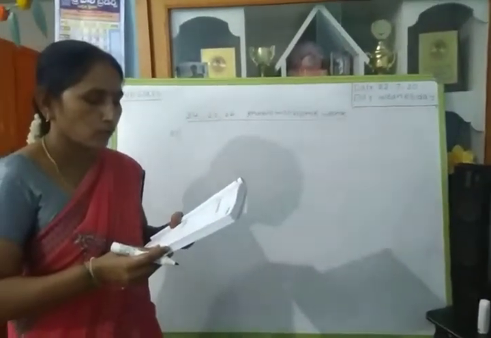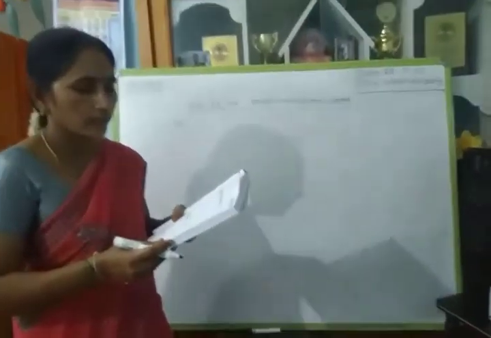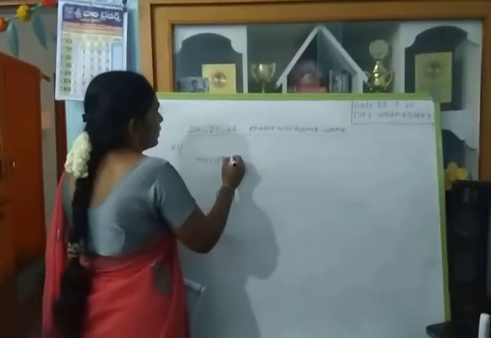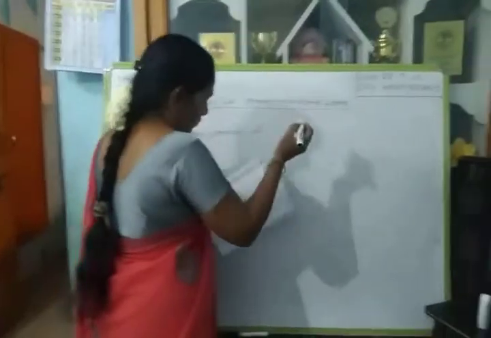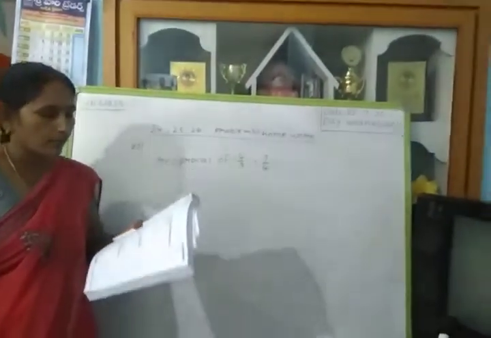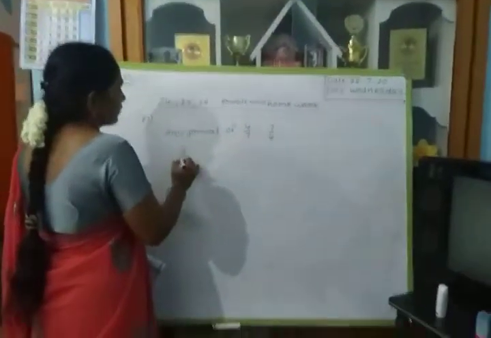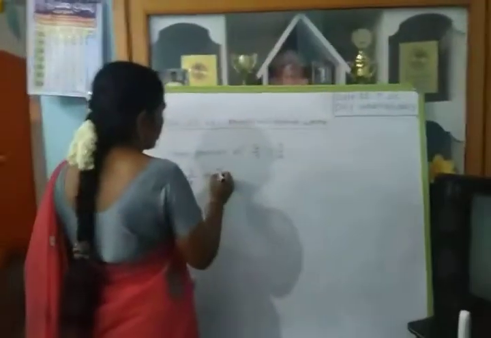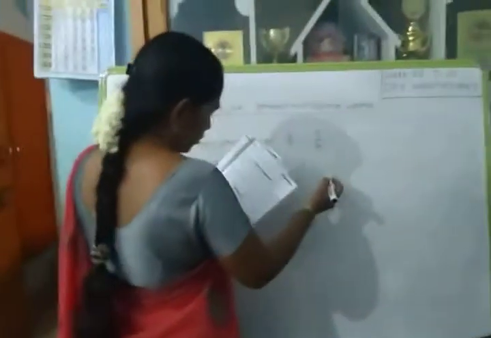Now the 27th problem. Statement type. Statement 1: The sum of 3 by 4 and the reciprocal of 4 by 7 is 5 by 2. First, what do we have to write? The reciprocal. Which reciprocal did they ask? Reciprocal of 4 by 7. The reciprocal of 4 by 7 is 7 by 4. Then what do we have to find? The sum of 3 by 4 and the reciprocal of 4 by 7, which is 7 by 4. So their sum should be 5 by 2.